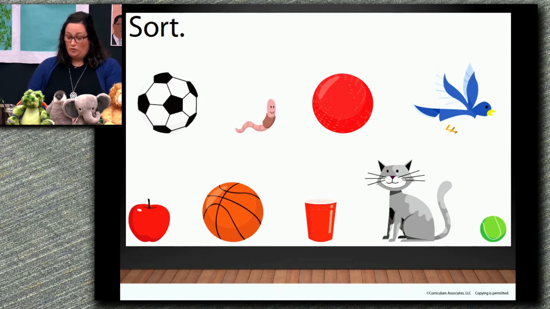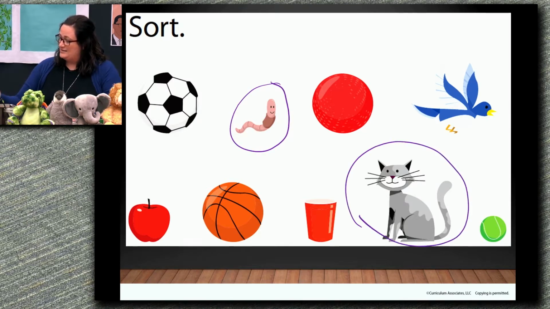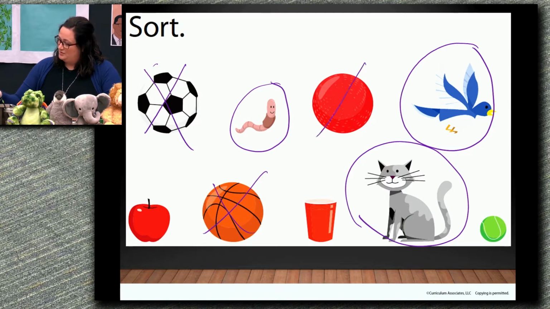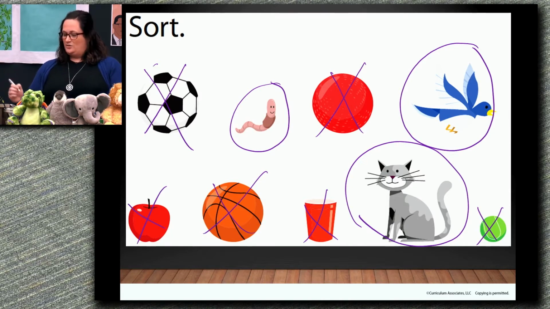You might do the real life things and the non-life things. So what would be in the real life category? You could put the, let me make sure I have the right color. You could put like the worm and the cat and the bird all in a group. And then you might put all the other things, the balls, the cup, and the apple in a group. Okay, that's a way to sort it. What's another way we could sort this?